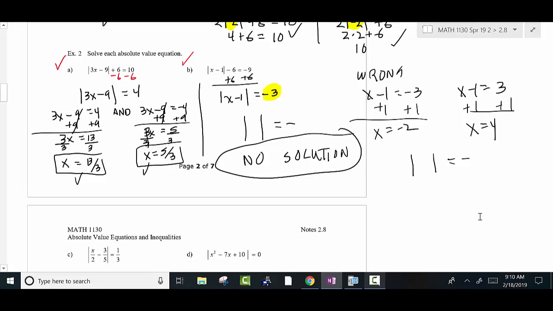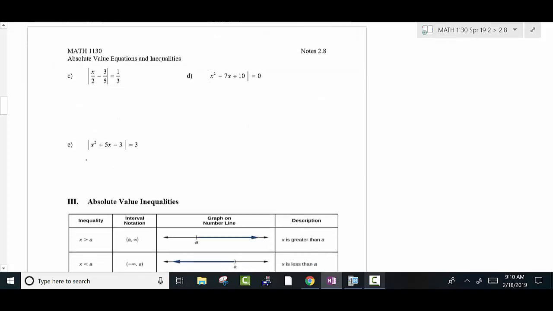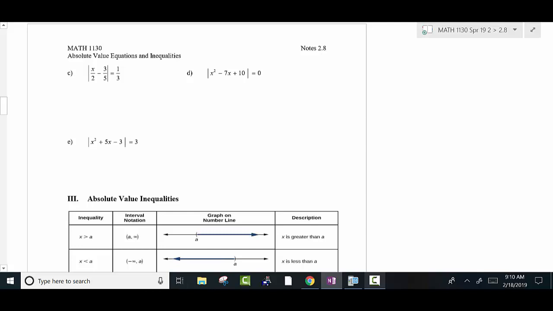All right, so let me go to the next page then, and then we'll do a couple more of these kind of things. Some of them can be quadratic. They can also have fractions in it, so I wanted to do one kind of like this. So on this part C, this is already isolated. So what you would do is you'd set up your two equations.